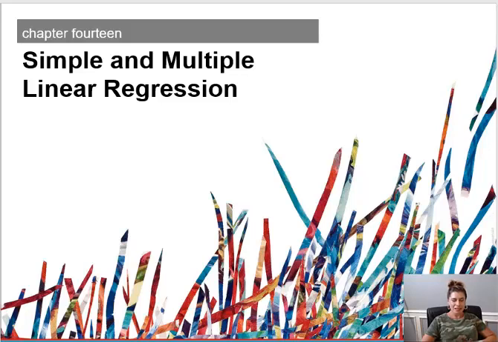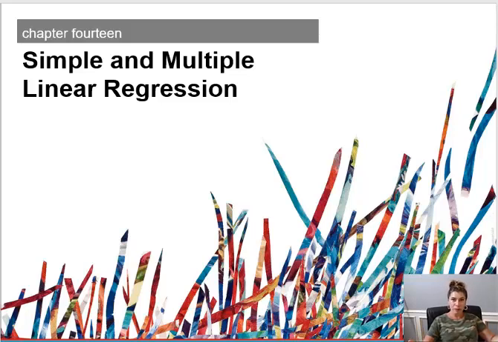Hey guys, we are going to talk about multiple regression and linear regression today. If you understood correlation, this is going to be super easy for you because regression is really just an extension of correlation. In my opinion, it does a couple things. As far as basic statistics is concerned, it helps you predict one variable when you know the other.